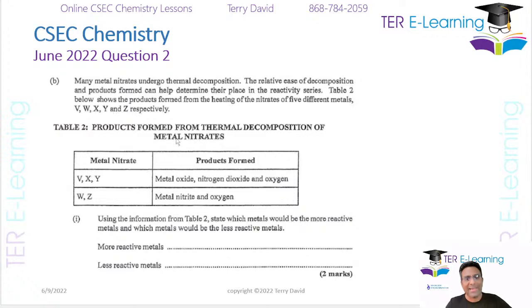Now, let me see, we have V, W, X, Y, and Z. Like I said, guys, I did not do the papers yet. I looked at it, but I didn't do it, so let me know if you see any craziness. W and Z produce the metal nitride. That tells me that those two metals are the most reactive, so this one here should be W and Z for sure. And if we get any metal oxide, nitrogen dioxide, and oxygen, that means this will be V, X, and Y. They just wanted us to classify which was the most reactive and which was the least reactive. That's it. So 2 marks for that.